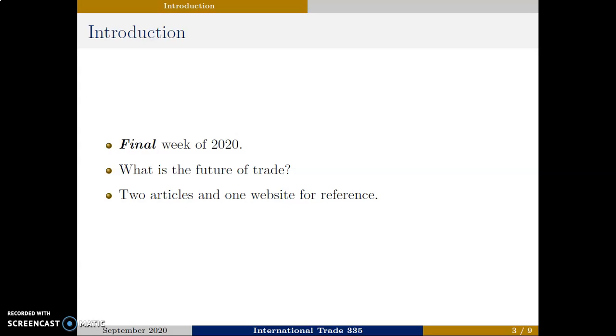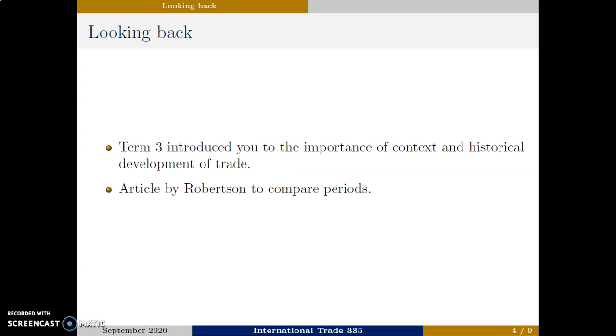There's a saying that hindsight is 20/20, or perfect. Before we ask the question of what the future of trade is today, let's briefly look at the previous time of high tension and uncertainty in terms of trade, 1938. To do this, I will use an article by Robertson that appeared in the Economic Journal, another top journal in economics.